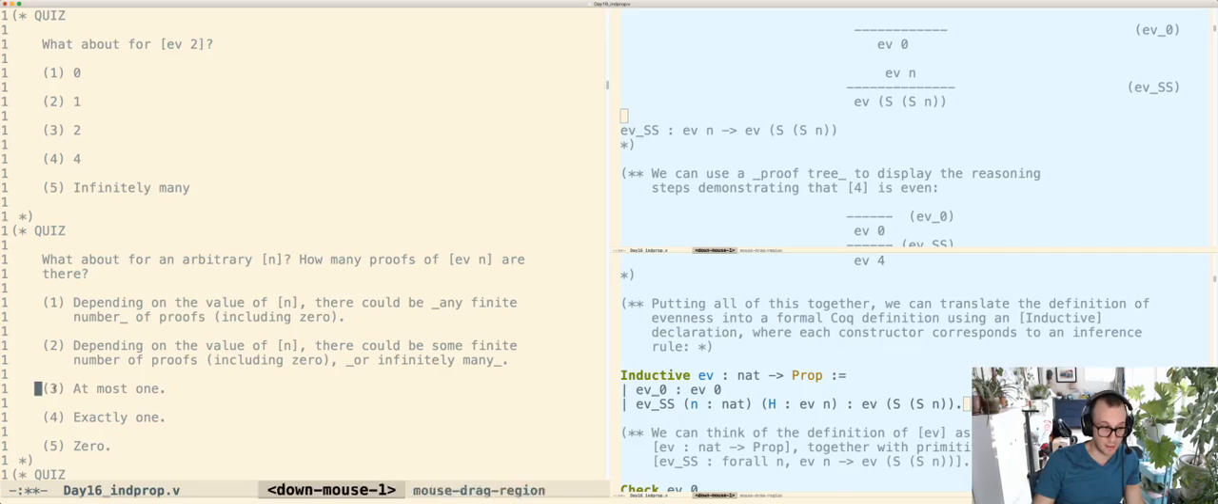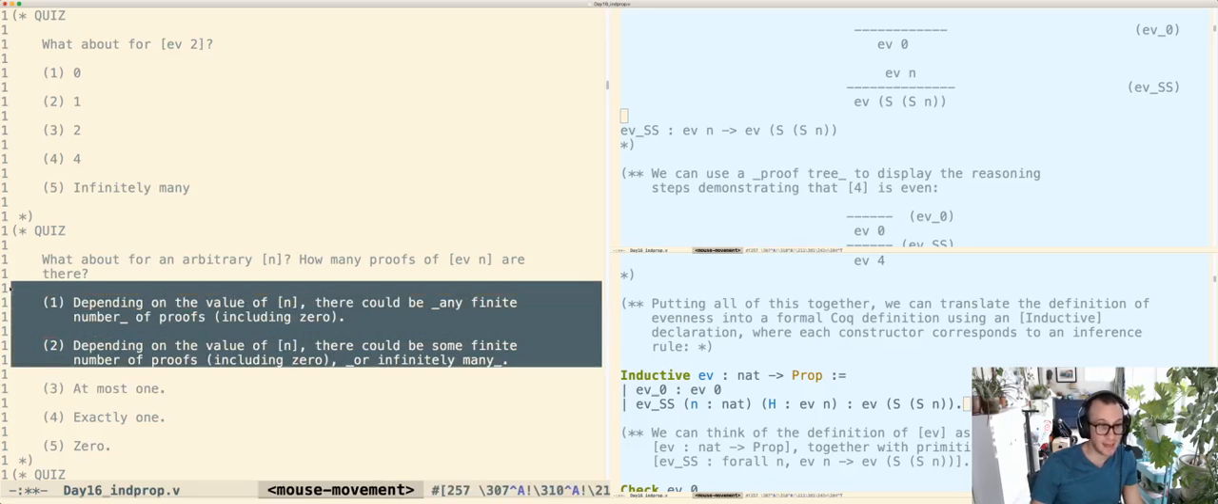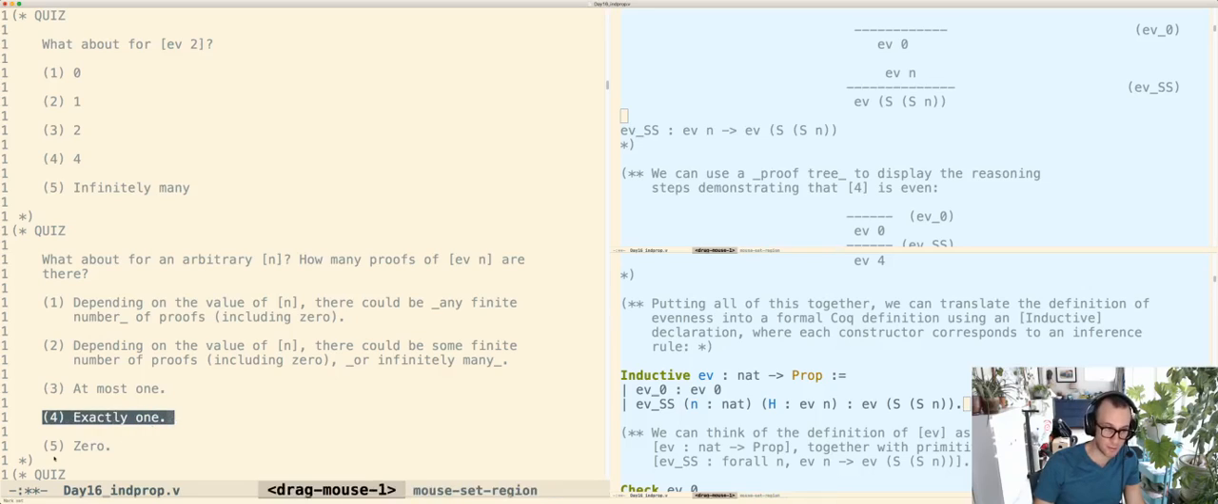So the answer I would give here is at most 1. We already saw in the argument for EV0 and for EV2 that there's only one way to prove that a given even number really is even in the rules that we've come up with. Now, numbers that aren't even, like 1, 3, 47, take your pick, there are no proofs that those odd numbers are even. We certainly hope. We can prove it later. So I think the answer is at most 1. It's not any finite number. It's really either 0 or 1, and it can never be infinitely many in the setup we have. And it's not exactly 1 because some numbers aren't even, and it's not 0 because some numbers are even.